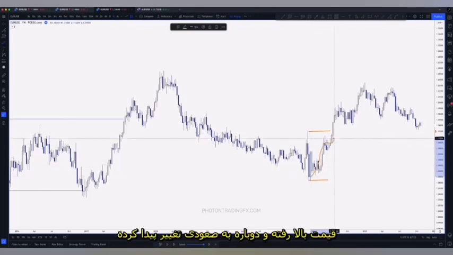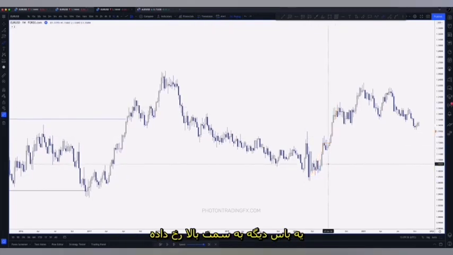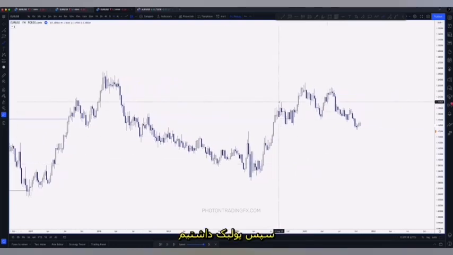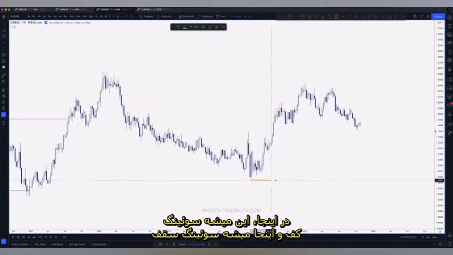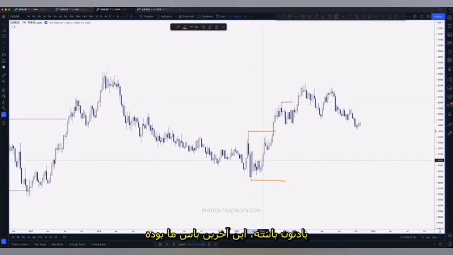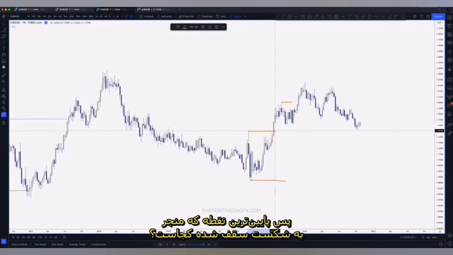Price pulls all the way back up and then it switches bullish again. We get another break of structure to the upside and then we start to pull back. So at that point, this is my swing low and this is my swing high, because remember, that was my last break of structure. So where's the lowest point that broke that high?